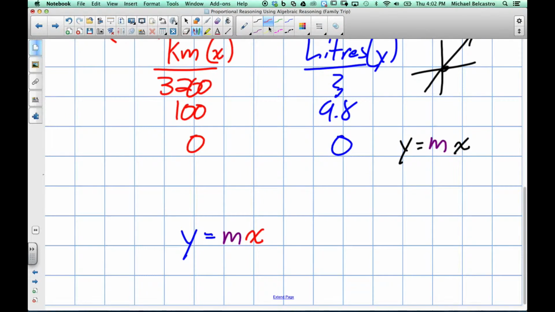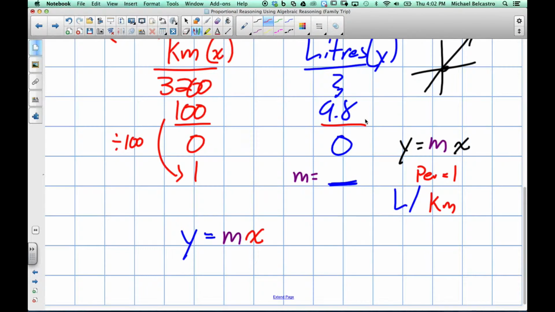Our x here is kilometers, so we're really looking at liters per kilometer. And that per, that's what this line represents. Per kilometer, it represents 1. So we need to convert this to 1 kilometer, and whatever our liters are at that point, that's what our rate is going to be. Our m is going to be equal to that. The only part we have information about is this line here, 100 and 9.8. So we're going to convert 100 to the value of 1, which means we'll divide by 100. And since we did it to the 100, we'll also divide the 9.8 by 100. If you use your calculator, you'll find that if you just move the decimal 2 places over, the value is 0.098. So that's our new rate.